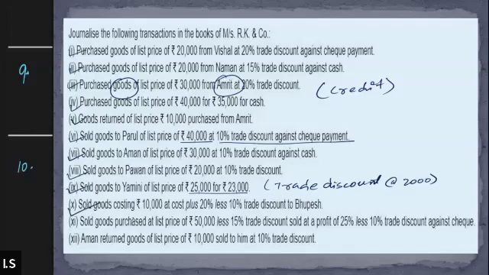Next transaction says sold goods costing 10,000 at a cost plus 20% less trade discount to Bhupesh. Now tell me the general entry for this. This is comparatively a difficult one. See, since the name of the buyer is also written in the question, we will presume that the goods must have been sold to Bhupesh on credit, right? So the problem is that at what price we should pass the general entry.